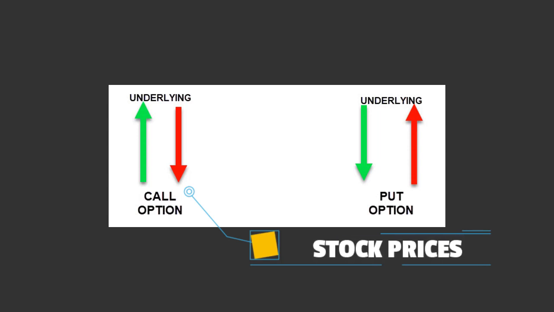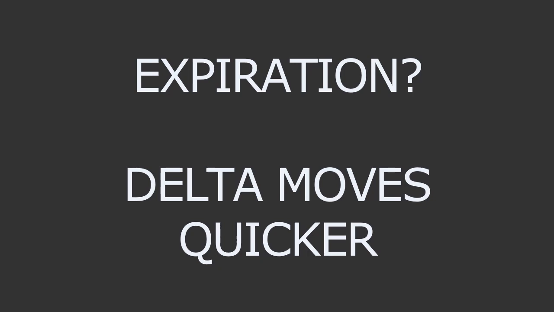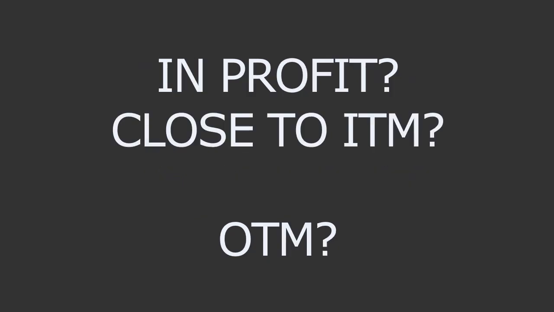Put option, it's the opposite. It's going to decrease in value as the stock goes up and increase as the stock goes down. Now, options become more reactive to changes in stock prices as they approach the expiration date. That delta will increase or decrease at a fast rate. That's great news if you're in profit. It's great news if you're out of the money and you're getting close to being in the money. Bad news if you're out of the money and you're going in the wrong direction.